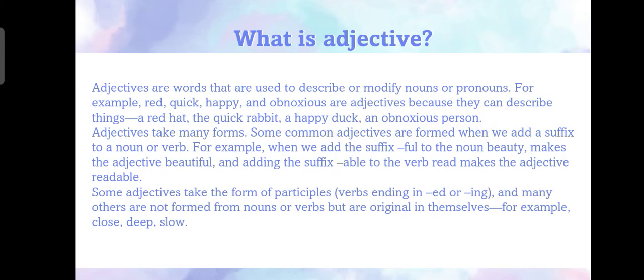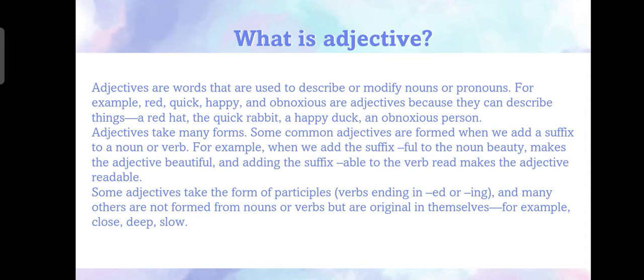Okay, now I will explain about adjectives. What is an adjective? Adjectives are words that are used to describe or modify nouns or pronouns. For example, red, quick, happy, and obnoxious are adjectives because they can describe things: a red hat, the quick rabbit, a happy duck, and an obnoxious person.